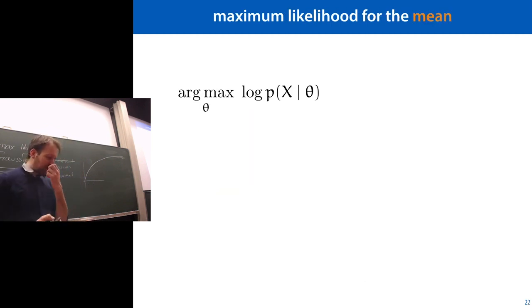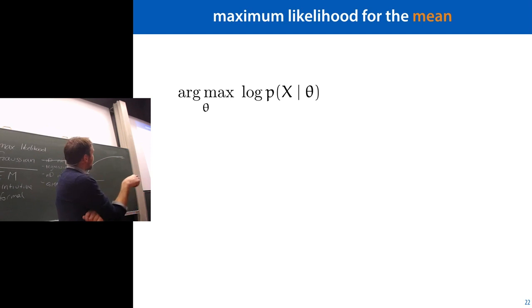So let's work it out for the mean. This is the only one I'm working out. The rest you can sort of look up. So we want to find the theta. Theta is just a symbol that we use for all the parameters that we're interested in, such that the logarithm of the probability of the data given the parameters is maximized.